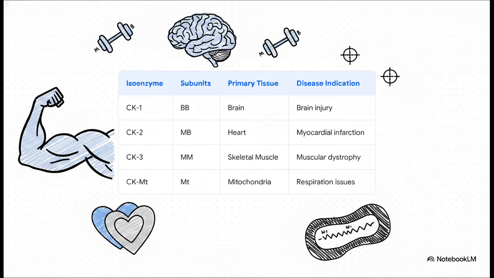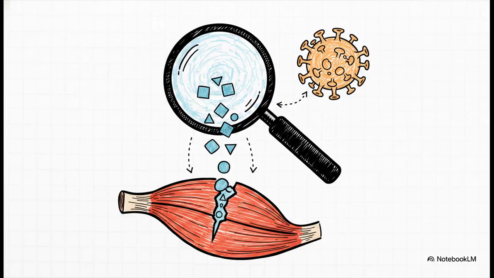And finally, CKMT, which is located inside the mitochondria, closely coupled to the electron transport chain. By systematically mapping out which of these isoenzymes is elevated, a clinician can pinpoint the exact location of the tissue damage. Now, here is a rather fascinating connection for those of you tracking infectious disease research.